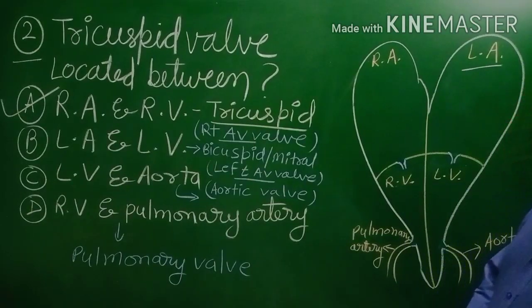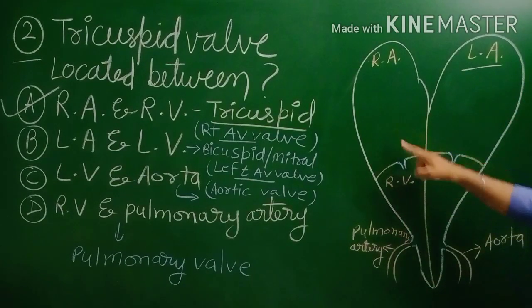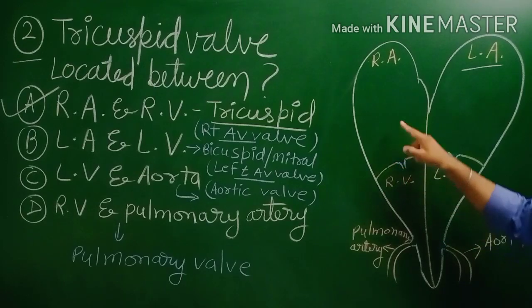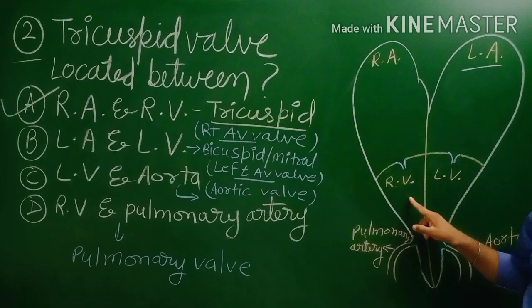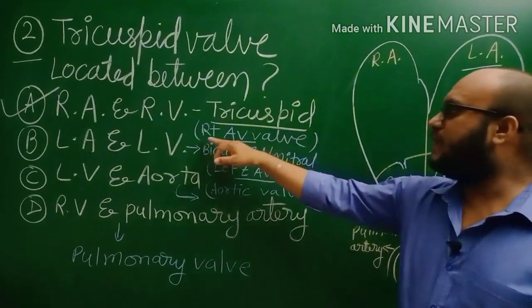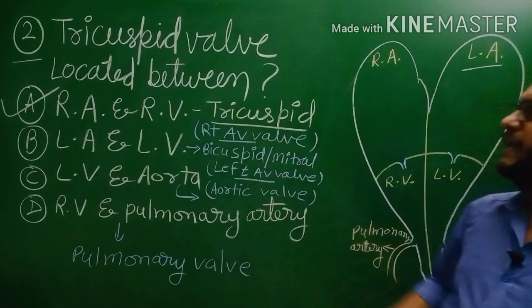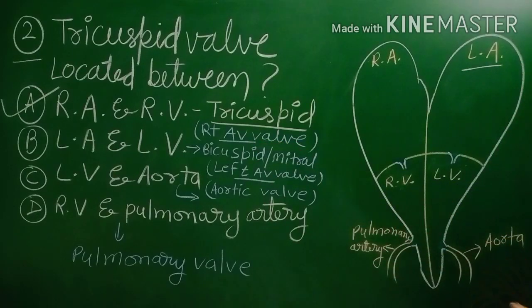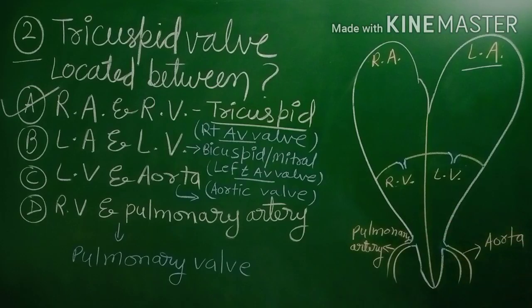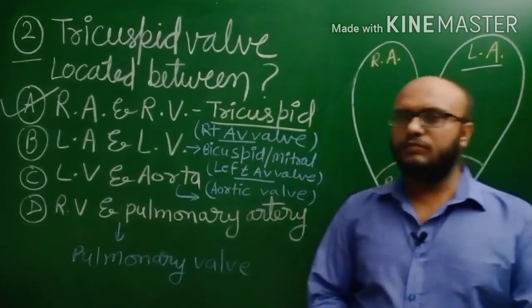So everyone, this question's answer is option A. The tricuspid valve is found between the right atrium and right ventricle. Tricuspid valve is also known as right AV valve or right atrioventricular valve because it is found in between right atrium and right ventricle. Now let's discuss about the other type of valves.